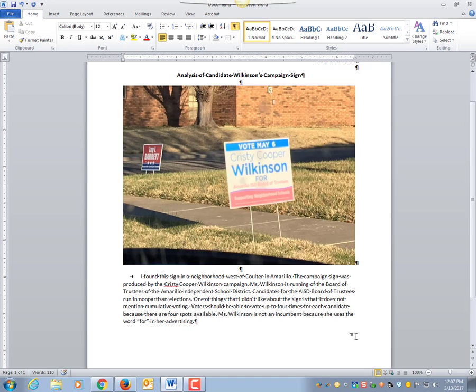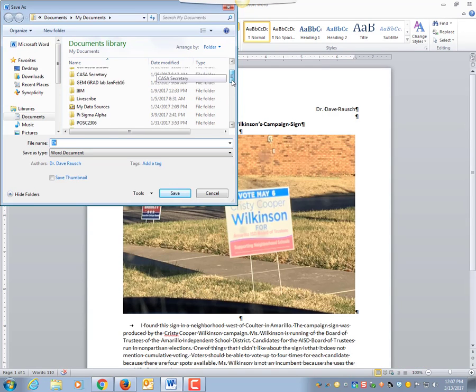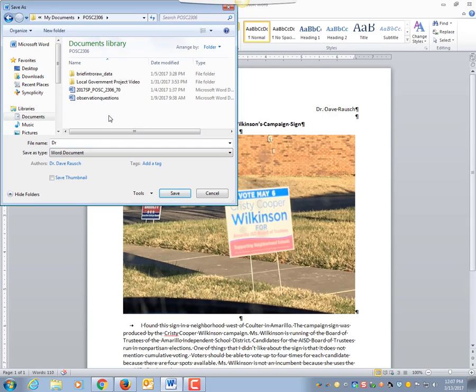So that's just a little bit. It's pretty simple to put the text and the image all on the same page. I'm just going to go up here and save it. Do I have a POSC folder? Oh, I do have a POSC 2036 folder. Save it to the POSC folder. I'm going to save this as campaign sign project. So you save it.